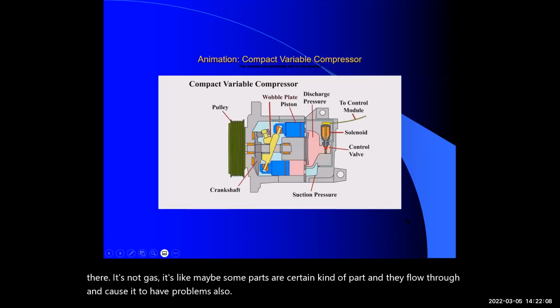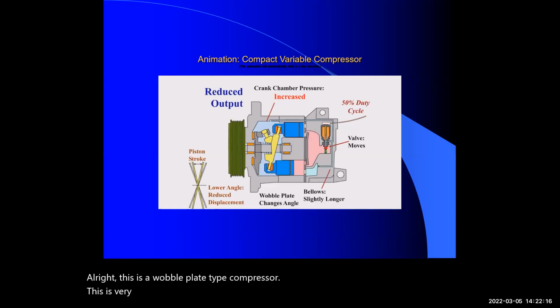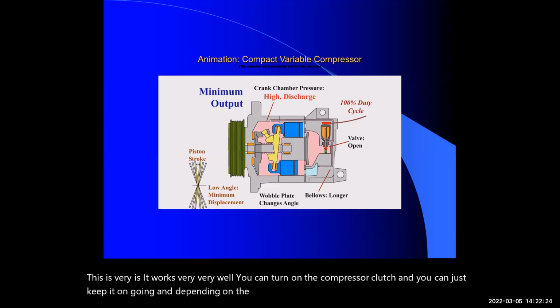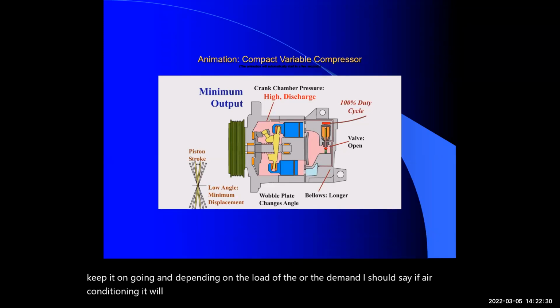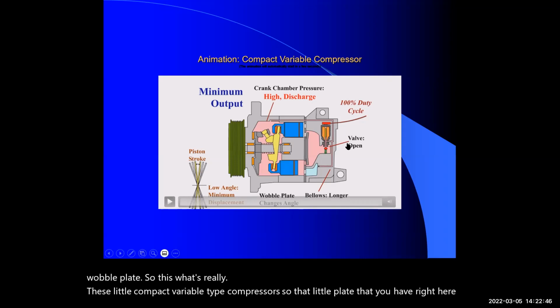All right, this is a wobble plate type compressor. It works very, very well. You can turn on the compressor clutch and you can just keep it going. And depending on the load, or the demand, I should say, of air conditioning, it will be a high pitch to the wobble plate, or it'll be almost a flat pitch to the wobble plate. So these are the little compact variable type compressors. That little plate that you have right here can move around, and it's controlled by a control valve.